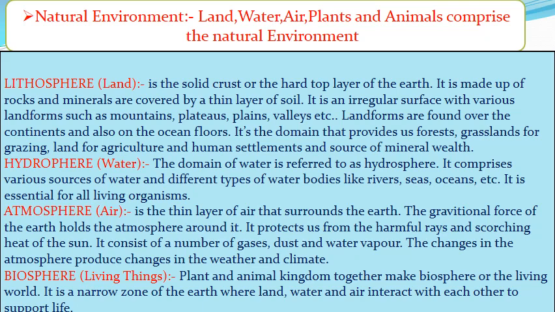Now we discuss the biosphere. Living things, plants and animal kingdom together make the biosphere, or the living world. It is a narrow zone of the earth where land, water, and air interact with each other to support life. Students, these we discussed about components of the environment.